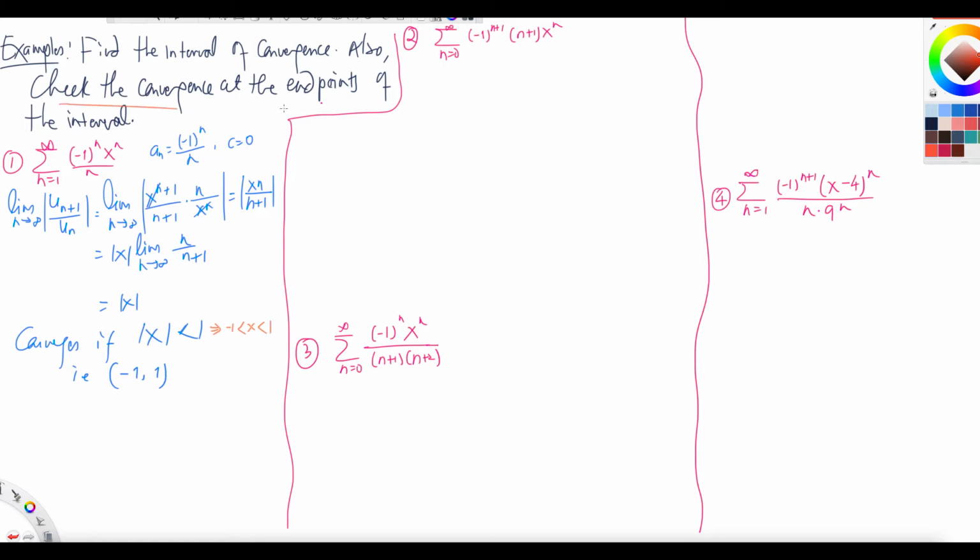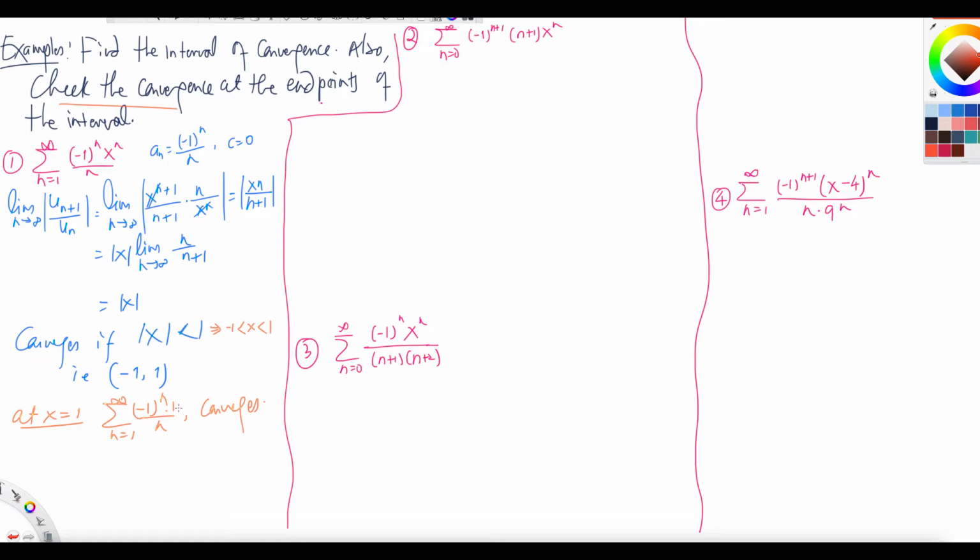Again, it says check the convergence at the endpoints. So at x equals 1, what do you get? The series becomes the sum from n equals 1 to infinity of (-1)^n times 1^n, which is just 1, over n. You see that? So this will become an alternating series. Does this alternating series converge? What do you think? Yes, it converges, because the term of the alternating series, 1 over n, is positive, it is decreasing, and the limit as n tends to infinity is 0. So it satisfies all 3 conditions of the alternating series test. So this series converges at x equals 1.